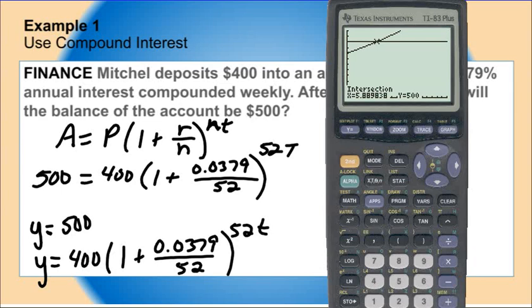So x is really our t. The t is the number of years it will take to get us to 500. So 5.88 weeks, or t is not weeks, so t would be our time in years. So it gives us 5.88 years.